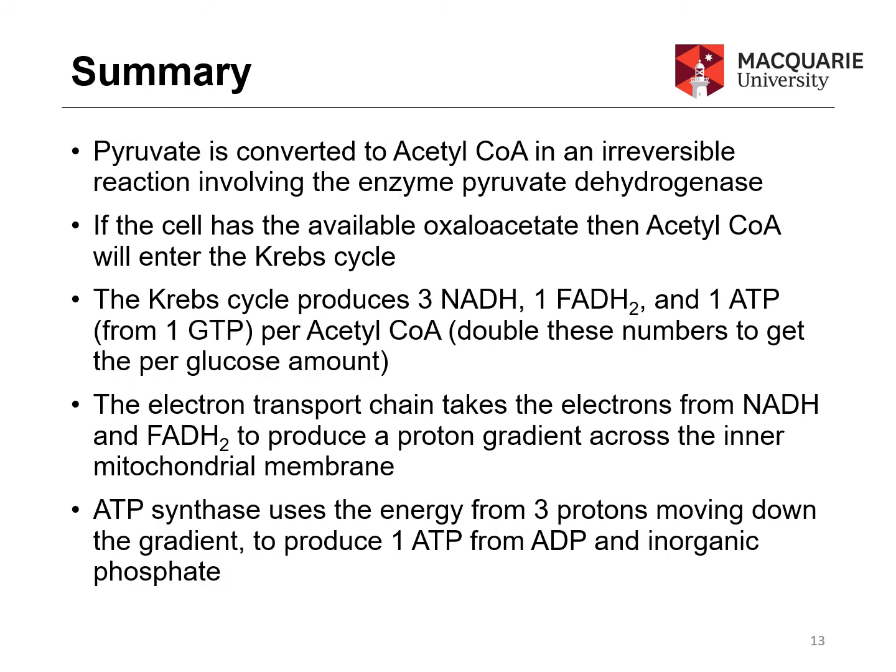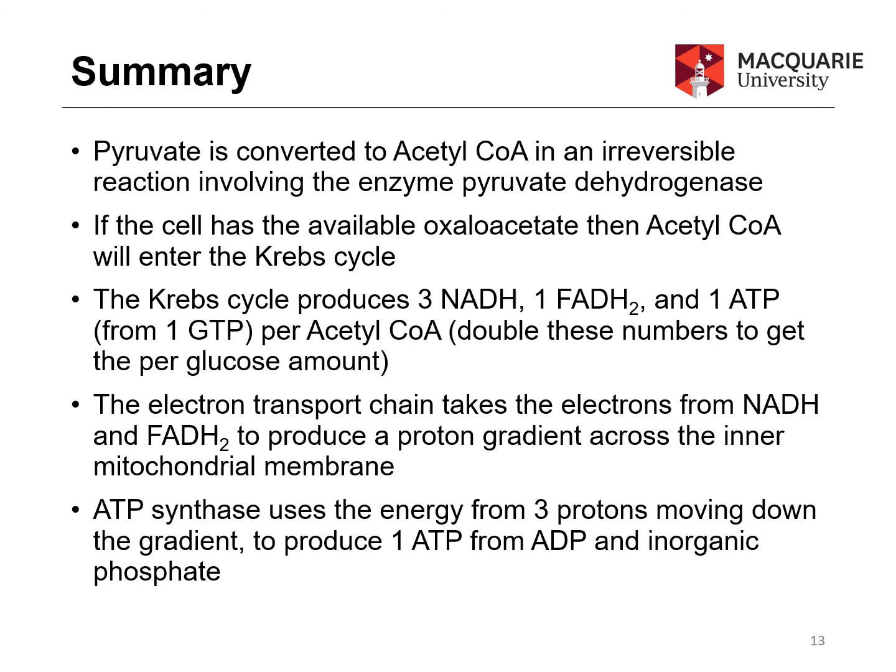So the summary of this short video is that we've watched how pyruvate is converted to acetyl-CoA in a reaction that is not reversible. So once you've committed that reaction, you won't go back. Now, if the cells have available oxaloacetate, then that acetyl-CoA will enter the Krebs cycle, and that is the most energy productive form of metabolizing acetyl-CoA. We know that the Krebs cycle produces 3 NADH, 1 FADH2, and 1 ATP molecule, which is the equivalent of the GTP, and that happens per acetyl-CoA. Now, if you go back to your glycolysis, you'll remember that you produce 2 pyruvates per glucose molecule. So you've produced 2 acetyl-CoAs per glucose molecule, and you can double all those numbers if you wanted to work it out per glucose molecule.